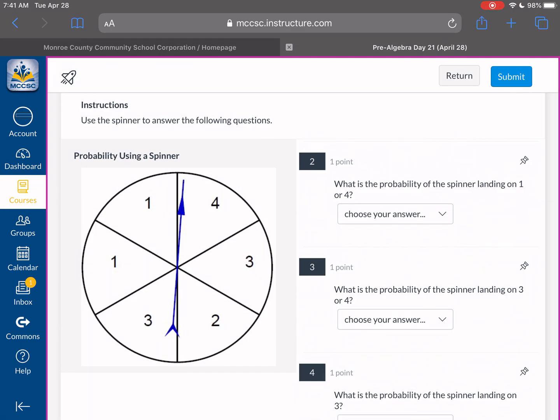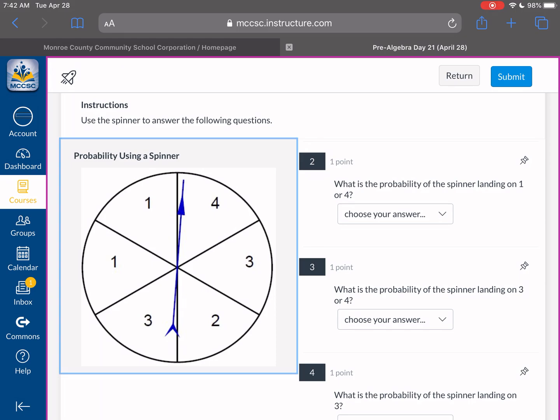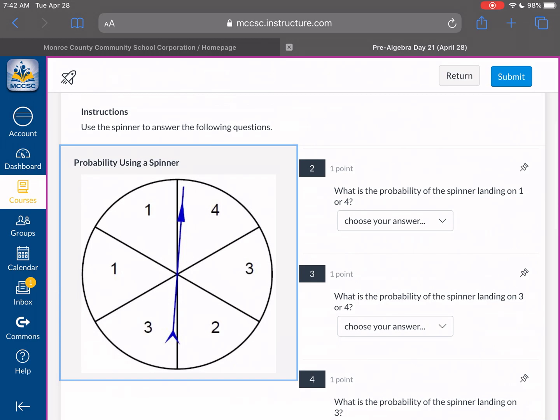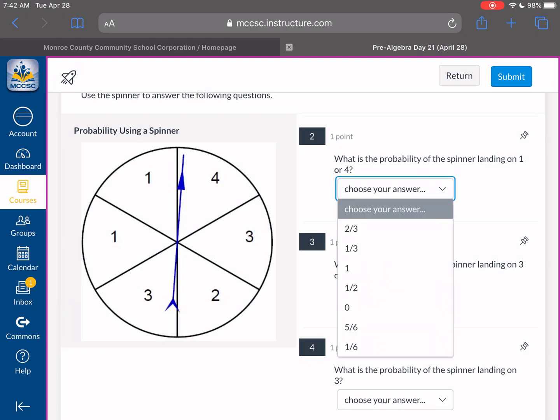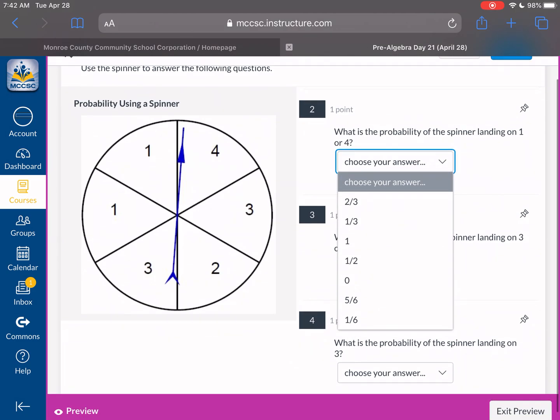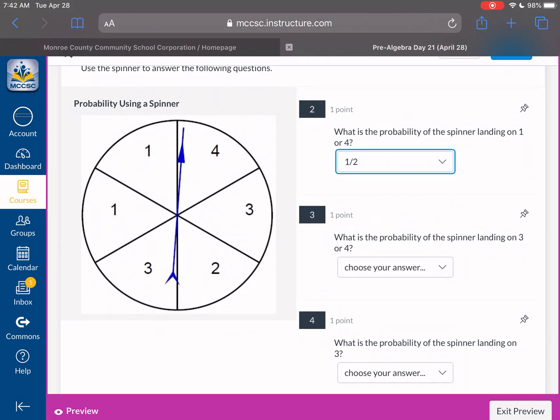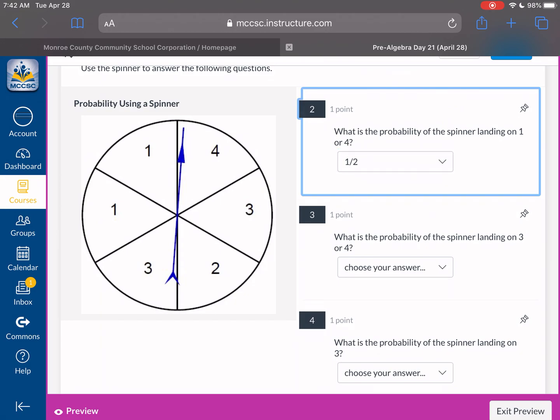What is the probability of the spinner landing on 1 or 4? Again, we have to count all the 1's or 4's on the spinner that it could land on. We have 2 1's and 1 4, so that's 3. If you look at the spinner, that's half. It's also 3 out of 6, which is also 1/2. Notice how 3 over 6 is not an option here, but 1/2 is. Make sure you simplify those fractions.